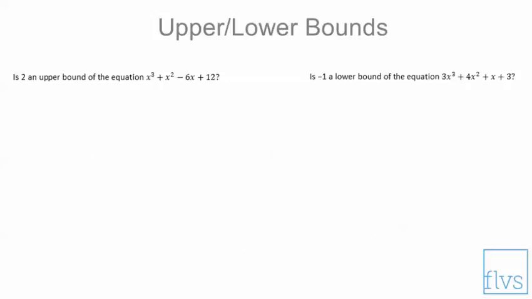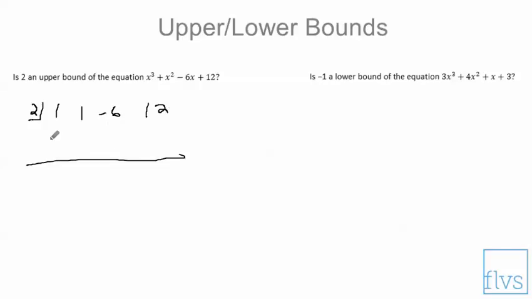Then you're going to be asked to find out if a number is an upper or a lower bound. So they're going to give you a number. In this case, it says, is 2 an upper bound of the equation x cubed plus x squared minus 6x plus 12? All that's really asking you is to put a 2 in our synthetic division and write out the remainder of the problem.